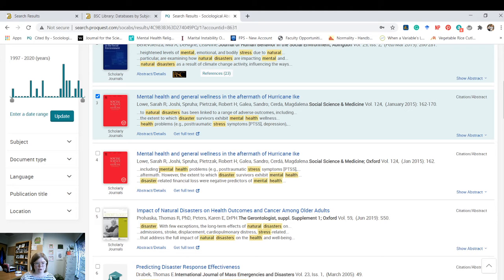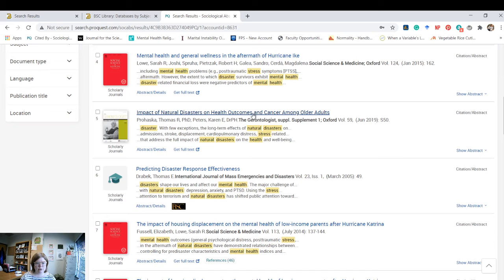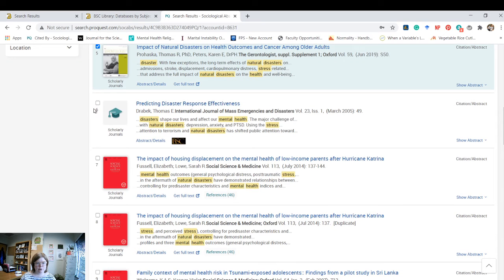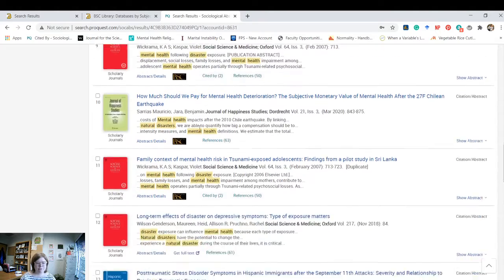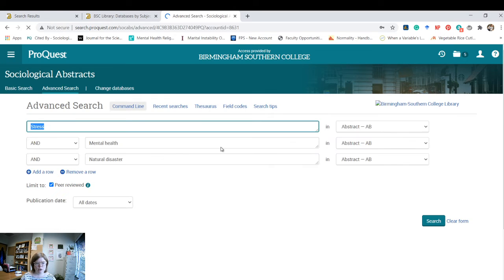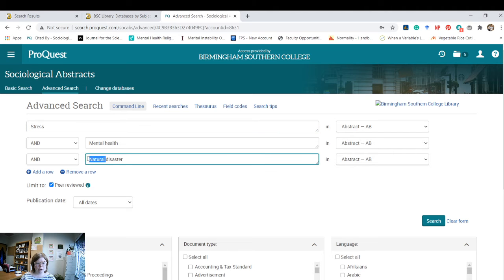Here we have some duplicates. Impact of natural disasters on health outcomes and cancer among older adults. Predicting disaster response effectiveness. So here we have articles related to my specific research question. And I can always modify my search. Maybe instead of natural disaster, I just want to know about any disaster.